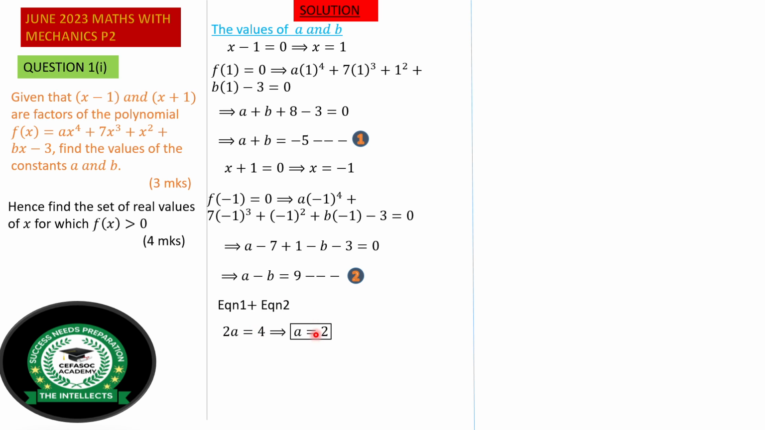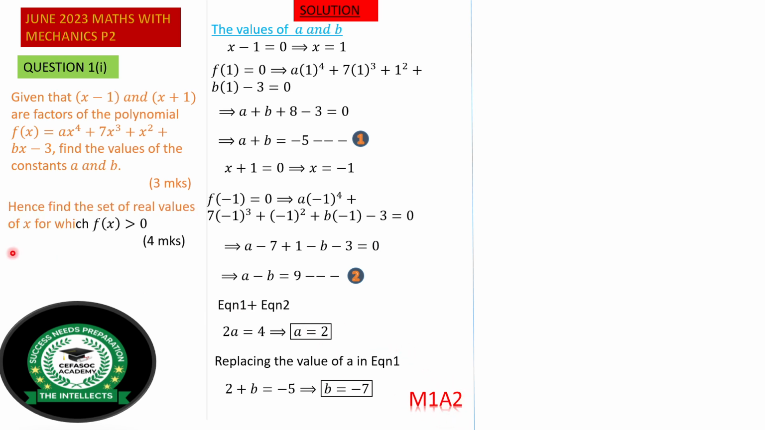Now I replace a into any of these equations to have the value of b. So replacing the value of a in equation 1, we could choose equation 2, no problem. I replace in equation 1, I'll get 2 plus b equals negative 5, and it implies that b equals negative 7. So we have found the values of a and b, and we are done with the first question. We have method 1, accuracy 1.